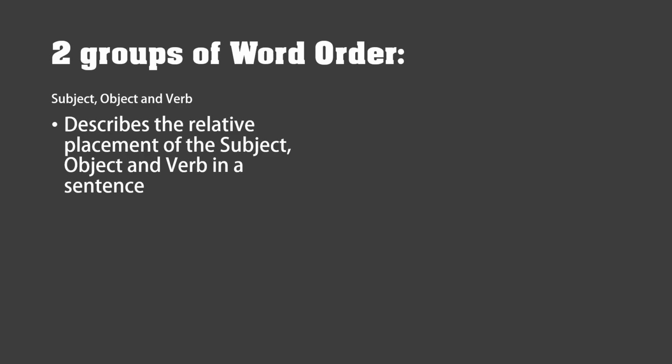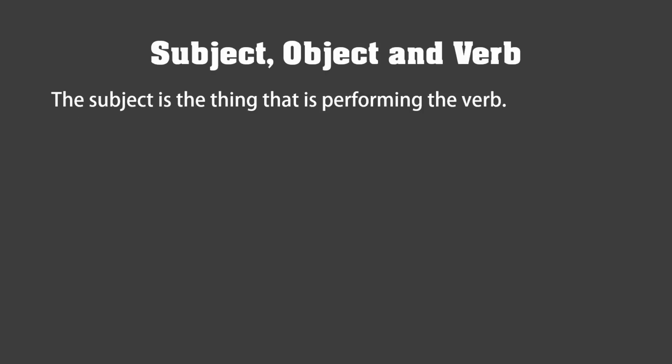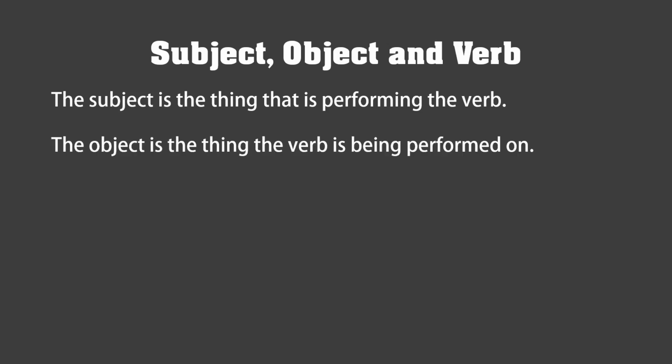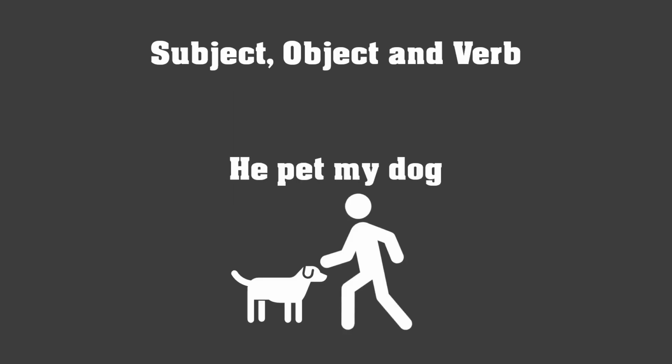There are two main groups: subject, object, and verb word orders describe the relative placement of a subject, verb, and object in a sentence. The subject is the thing that is performing the verb, the object is the thing the verb is performed on, and the verb is the action. So let's take an age-old sentence in this series. He pet my dog. He is the subject, pet is the verb, and my dog is the object. That's known as SVO, subject, verb, object, one letter for the start of each of them.